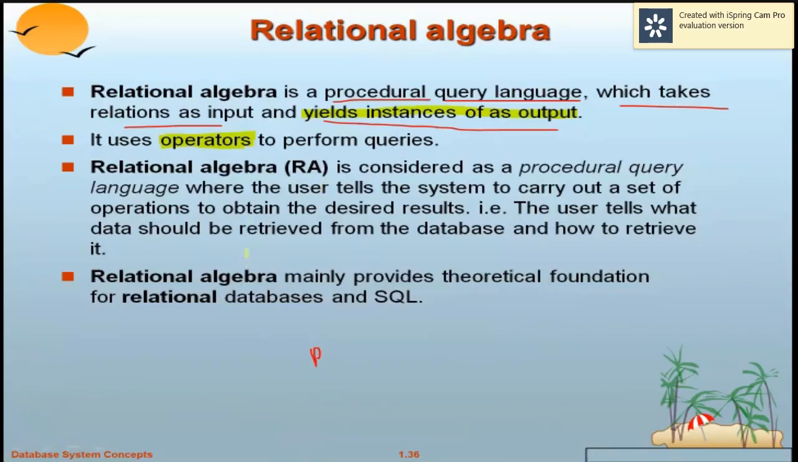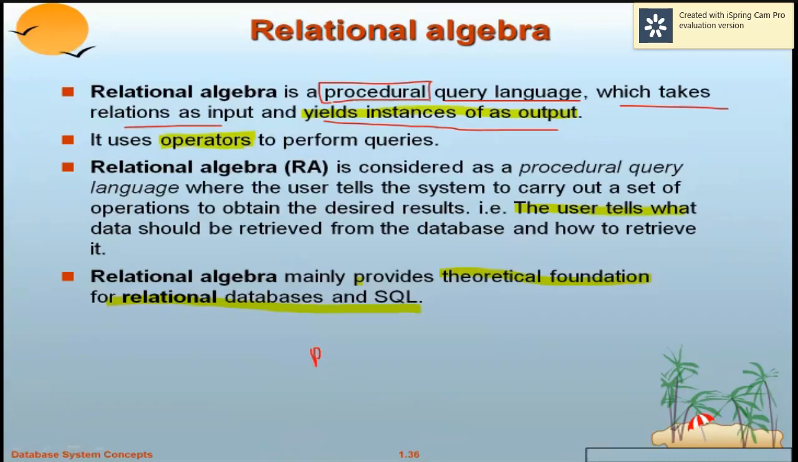Let me tell you one thing, this relational algebra mainly helps in providing a theoretical foundation. That's what I was saying. It is helpful in providing a theoretical foundation for relational databases and SQL. And relational algebra is considered, as I already said, let's look into this sentence: the user tells what data is to be retrieved and how to retrieve the data. One point I need to mention clearly is that I'm calling relational algebra a procedural query language.